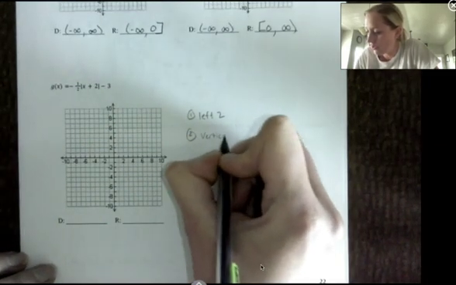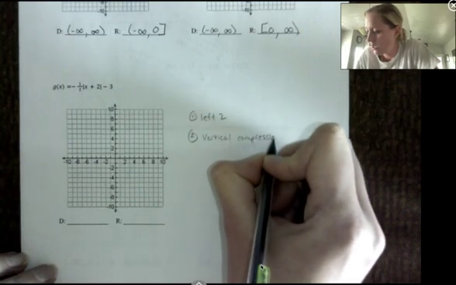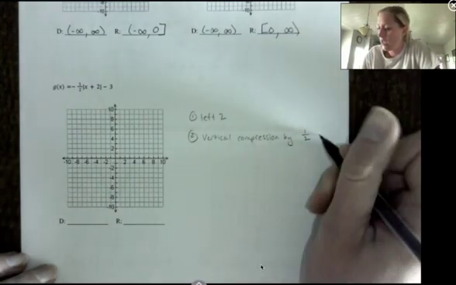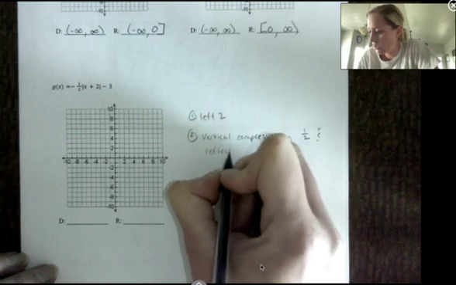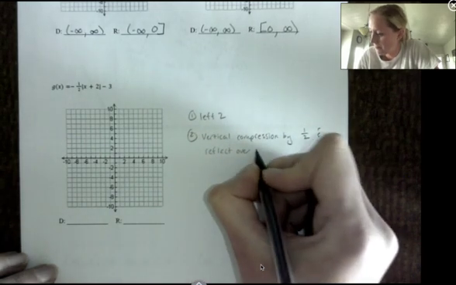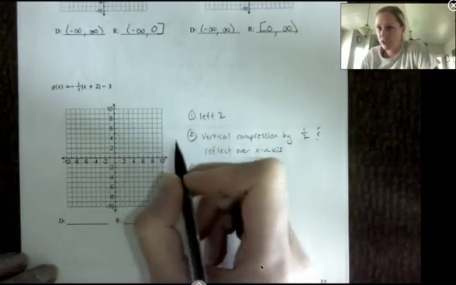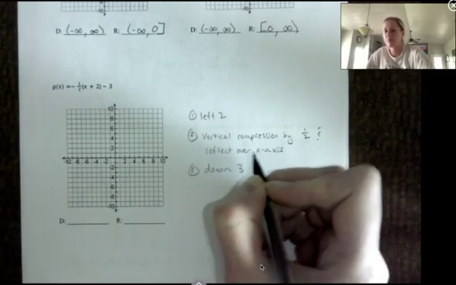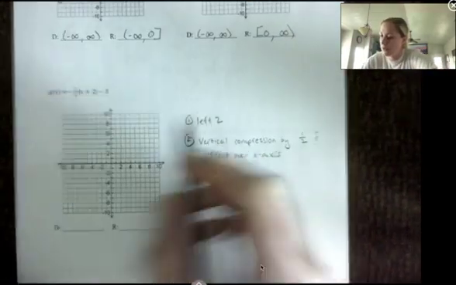So vertical compression by 1/2 and reflect over x-axis. And then lastly, that addition or subtraction, so down 3. Okay, so now we are going to apply this.